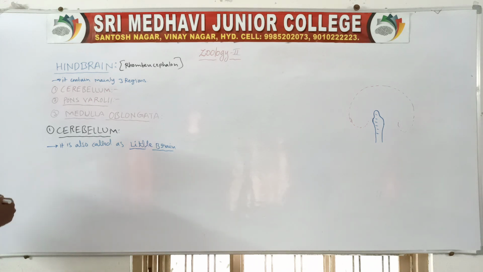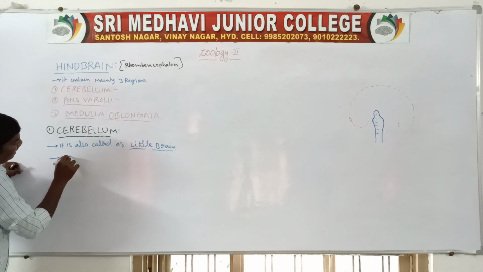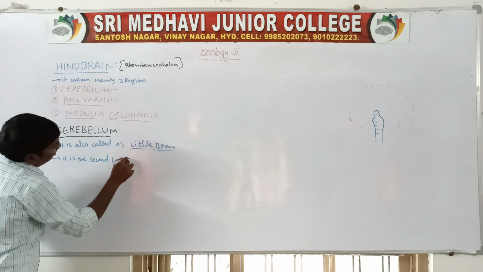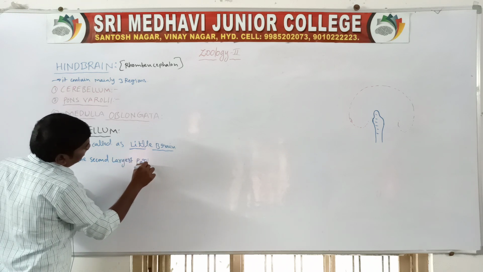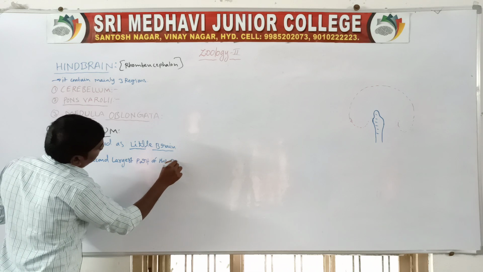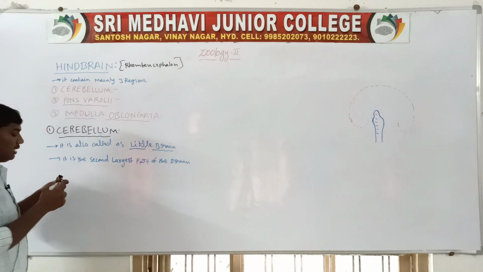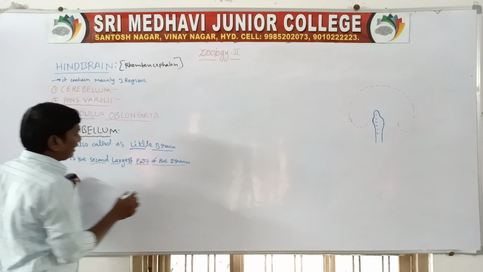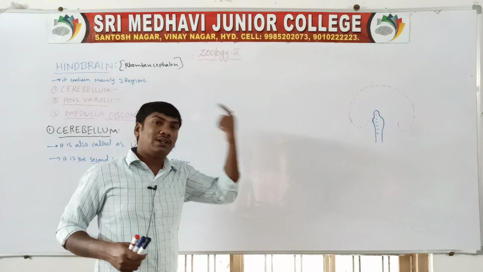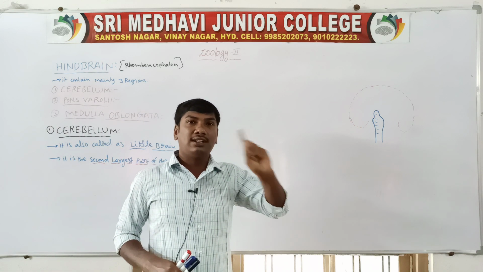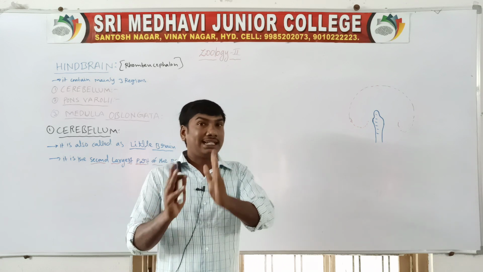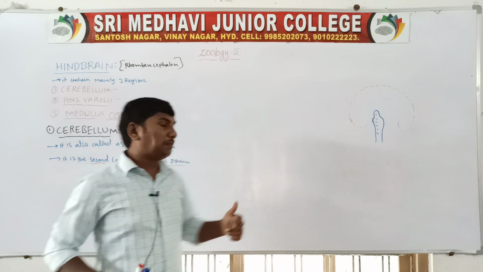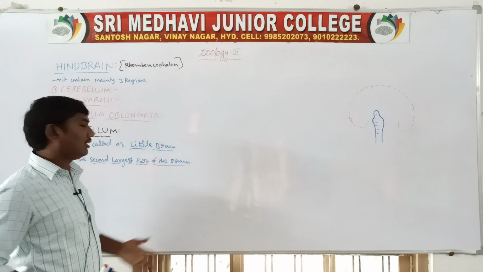Next, it is the second largest part of the brain. The first largest part of the brain is the cerebrum. The second largest part of the brain is the cerebellum.